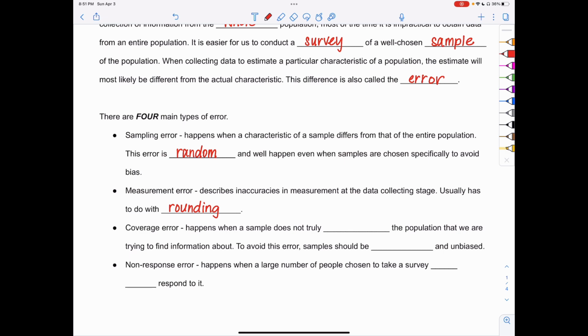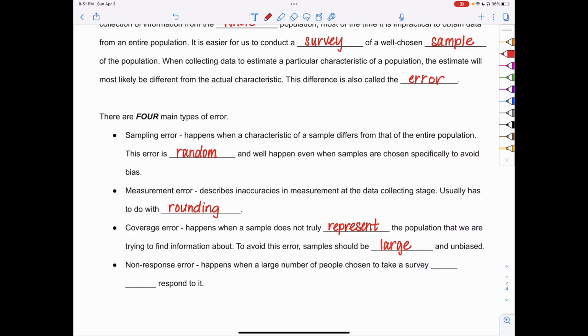The next type of error that we have is what we call a coverage error. This happens whenever a sample does not truly reflect or represent the entire population that we are trying to find information about. To avoid this error, samples should be large and unbiased.